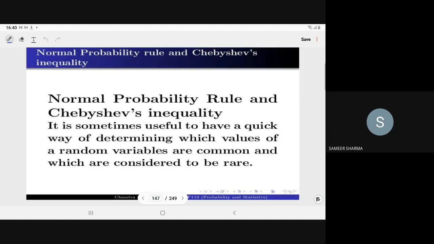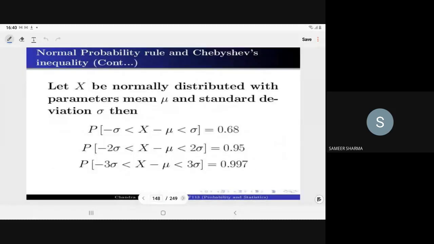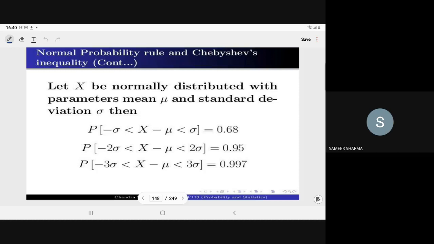Now, sometimes if we are not able to determine the exact probability, we require the approximate probability. For that we have two important rules, the normal probability rule and Chebyshev inequality. This time Chebyshev inequality is not in course, so only the normal probability rule. Sometimes if you want to say something about the probability in an approximate way, you can use this.